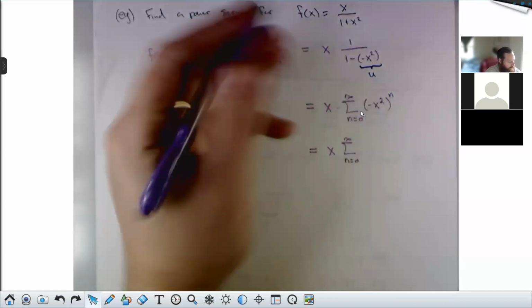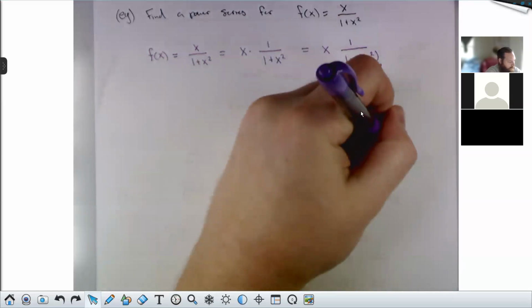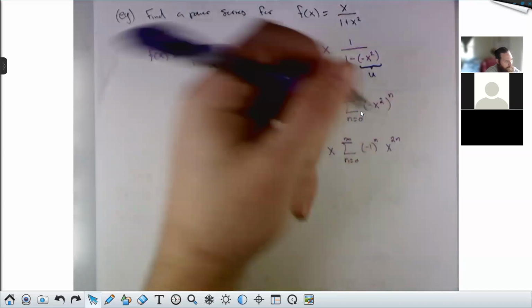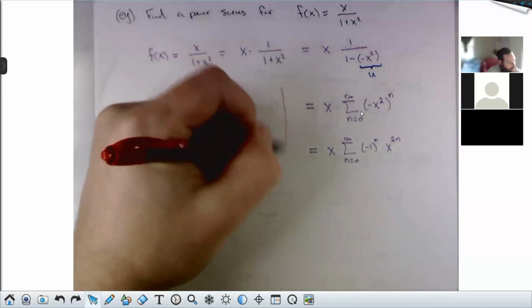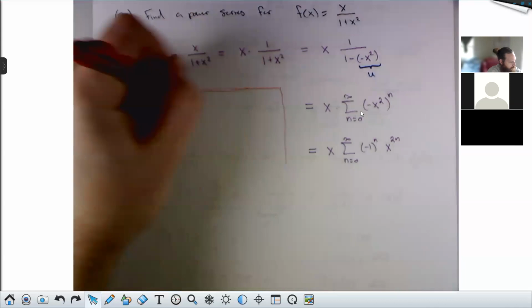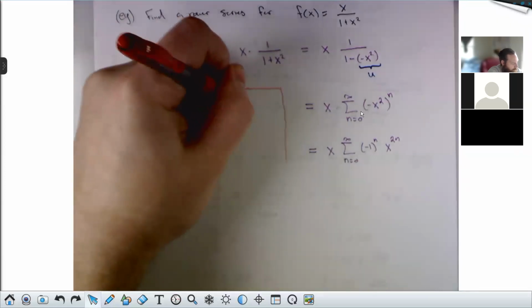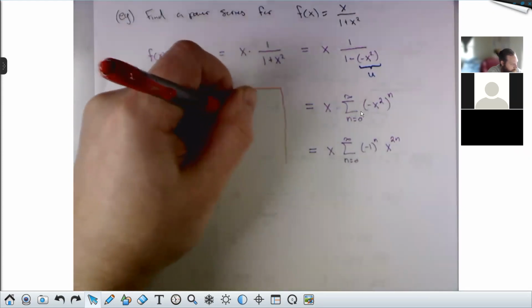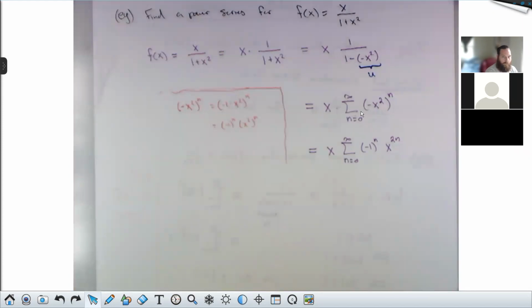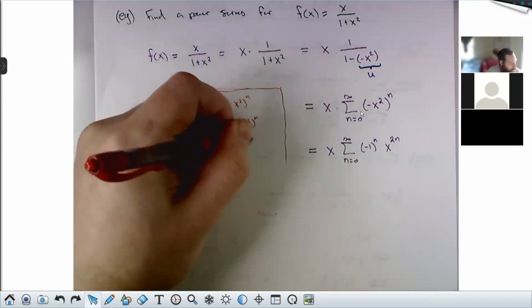Negative of x squared to the n is negative 1 to the n, just like before. And then x squared to the n is x to the 2n. The algebra there is the same sort of thing, just with one extra step. So this is like negative 1 times x squared to the n. It's negative 1 to the n times x squared to the n. And then x squared to the n, that is x to the 2n.